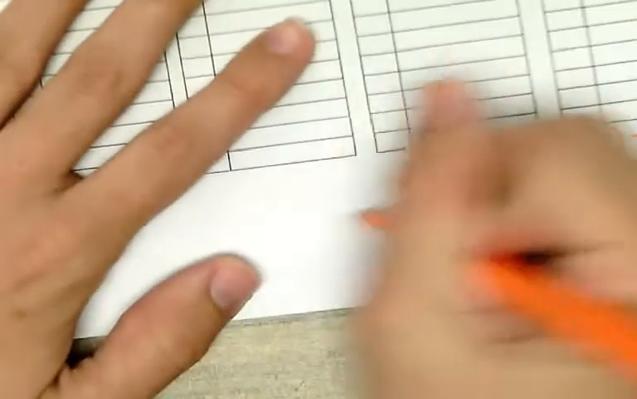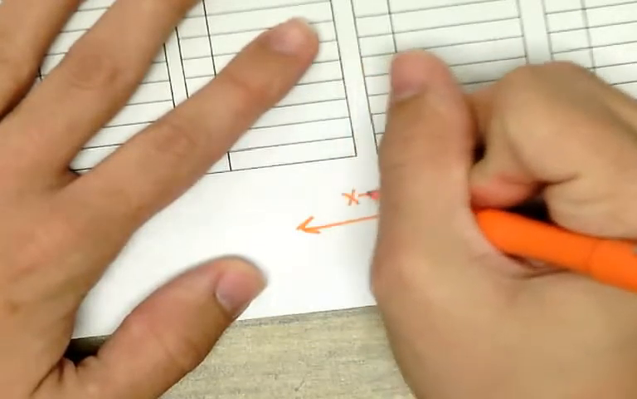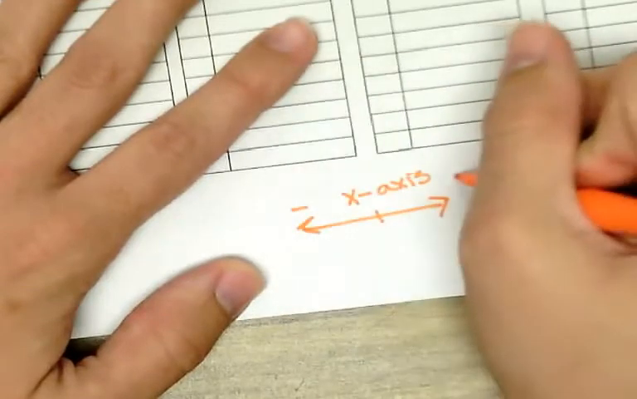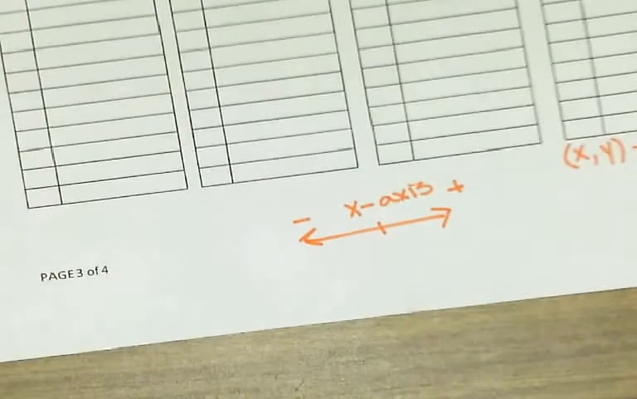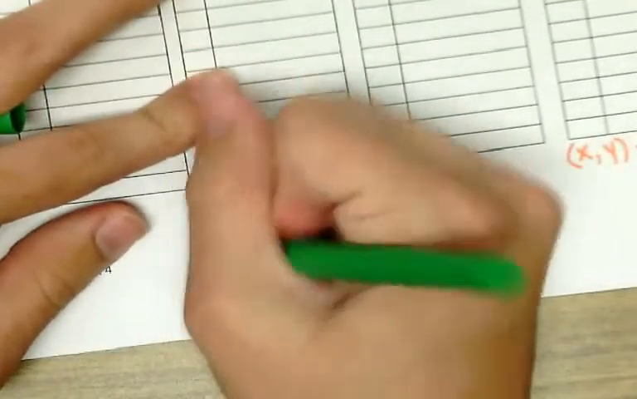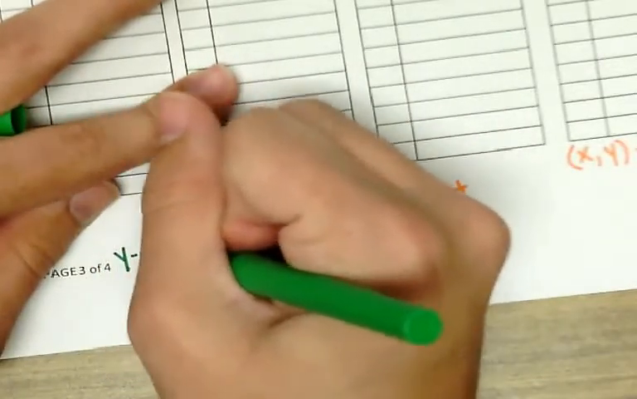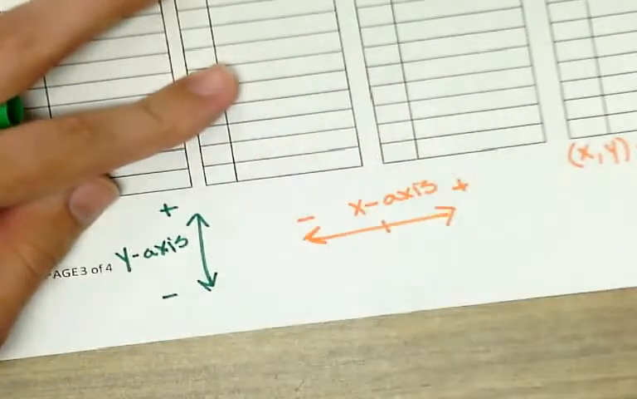Now we need to figure out how many we need to move to the left. And remember, let me zoom in real quick. When we move to the left or right, we are dealing with the x-axis. If we move to the left, we are subtracting, and if we move to the right, we are adding. Now, if we are talking about moving up or down, we are talking about the y-axis. If we go up, we are adding, and if we go down, we are subtracting. Alright, so let's keep those in mind.